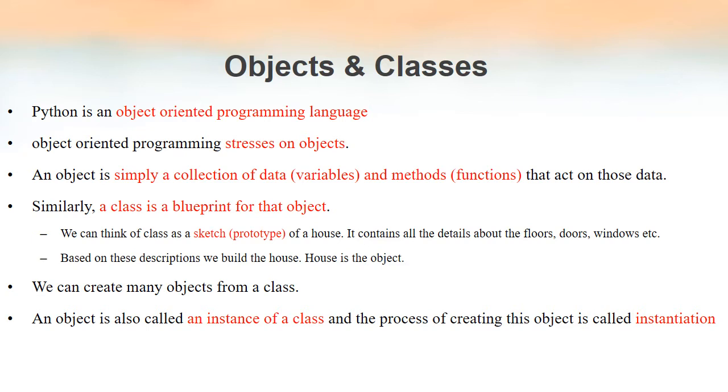And based on that sketch, if we build something, we can call that a house, right? We can use the same sketch to build any number of houses. Similarly, if we design a class, based on that class we can create any number of objects. All the objects that belong to a class will have the common variables as well as methods. So these objects are also known as instances of a class, because from a class we are creating one particular instance. And the process by which we are creating an object from a class is known as instantiation.